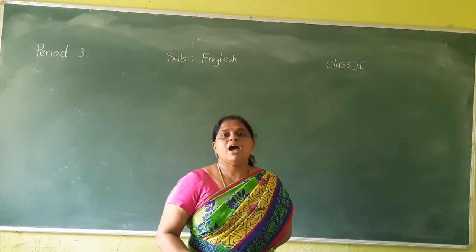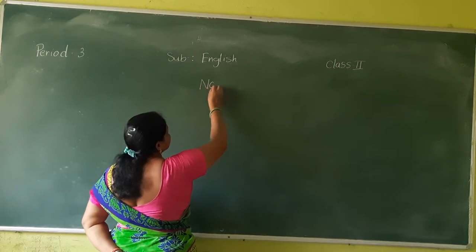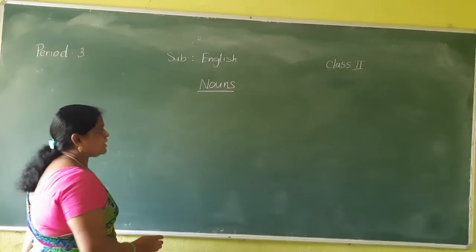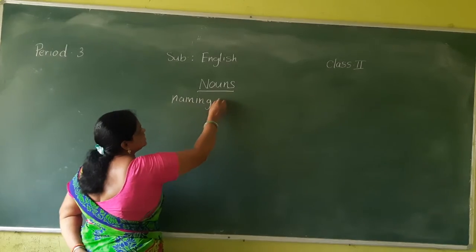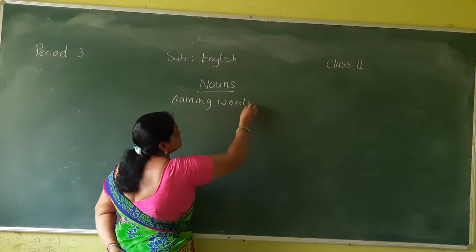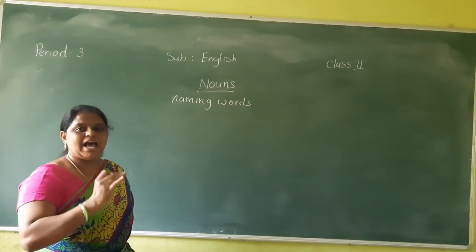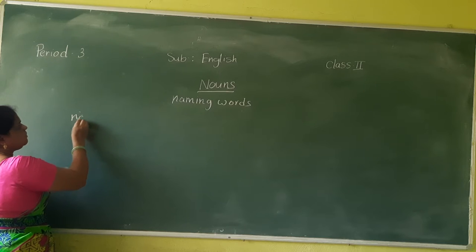Today we learn about the naming words, that are the nouns. Today in this lesson we learn about the nouns. What are the nouns? Nouns are nothing but the naming words. So what are these naming words? The name of the people, place, animal and thing.